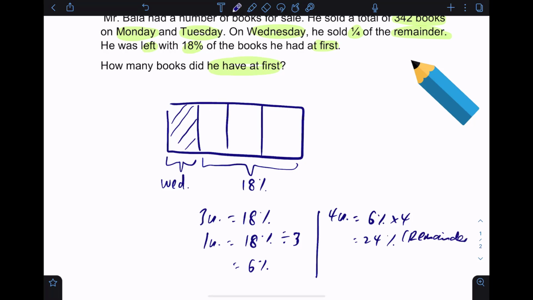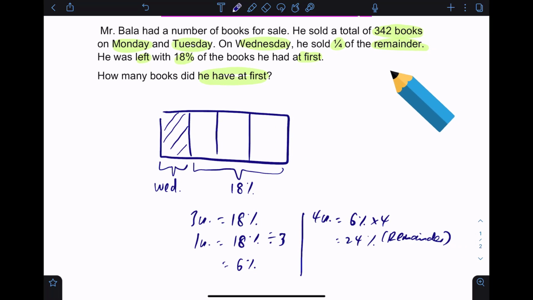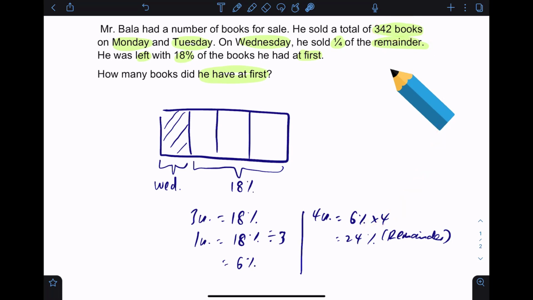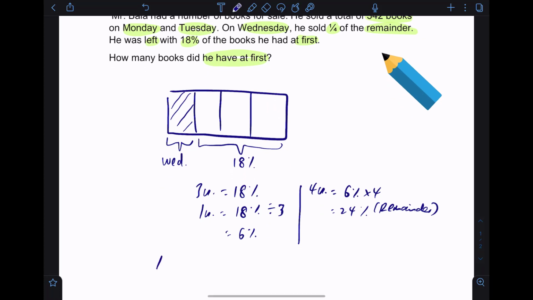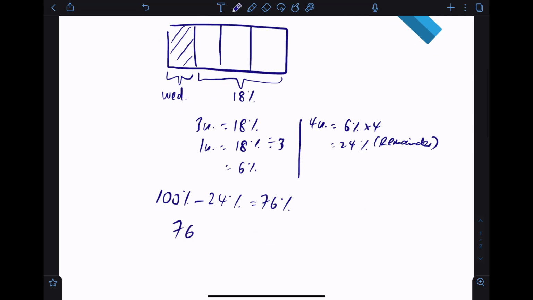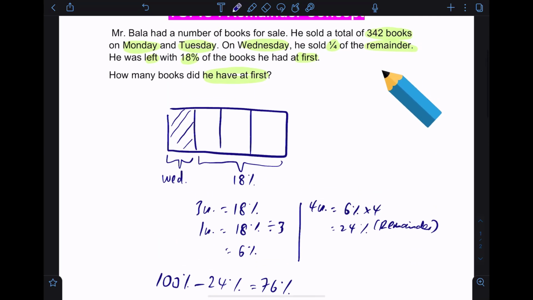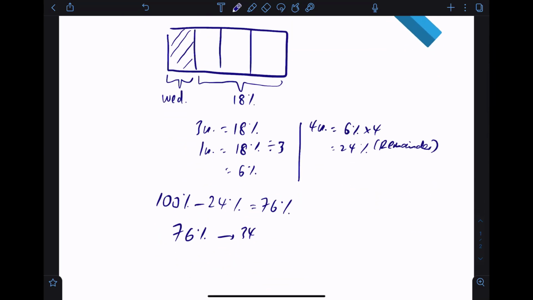Why? Because at the start, you sold 342. Then you are left with 24%. So what does it say about 342? 342 books is actually the difference between 100%, which is the original number of books, minus the remainder, and that will give you 76%. So 76% of all your books is the same as 342 books. And we can find 1% now.